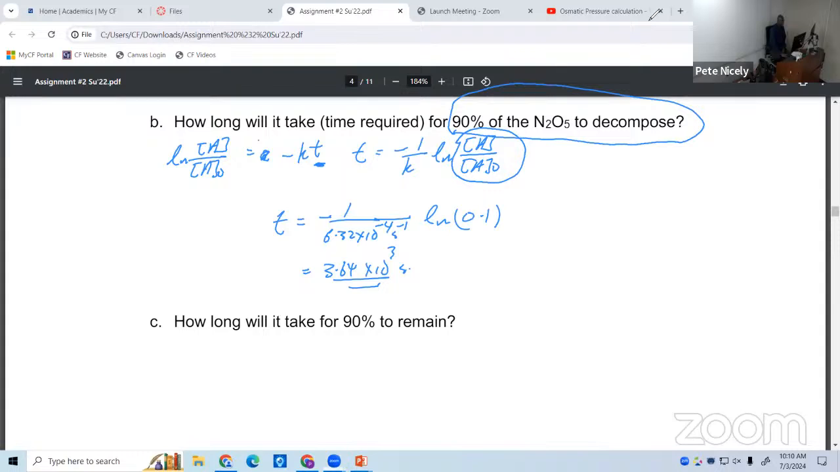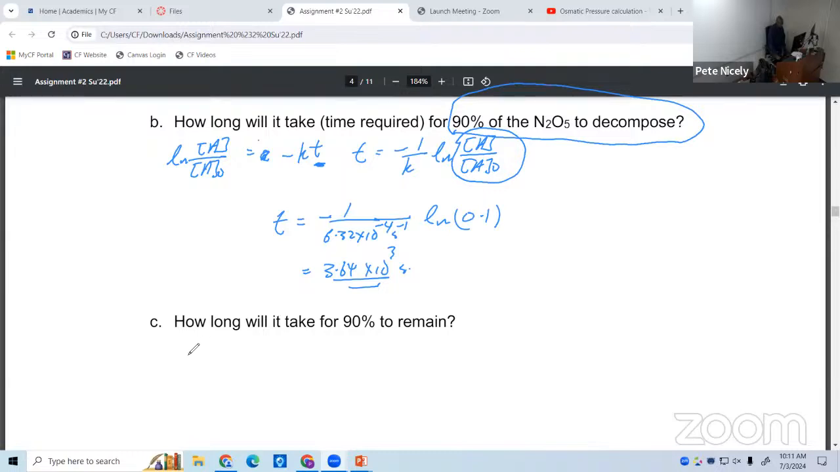Okay. In the case of the C part, it says how long will it take for 90% to remain, right? So in this case, what they're saying is that 90% of the original A concentration will be remaining, and you have to calculate the time at that point. And it's very simple. It's similar to what we just did. The only difference is that we're going to replace the 0.1 with 0.9, right?